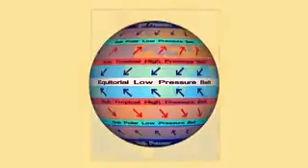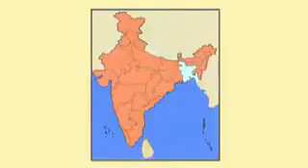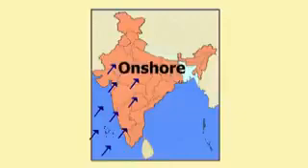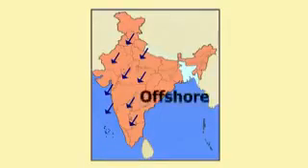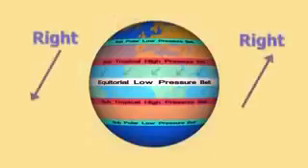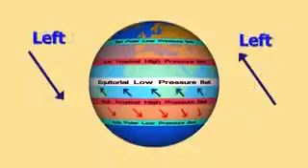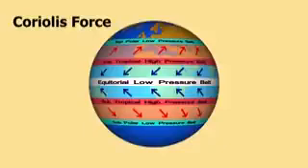And 2 different types of winds blow over India, that is southwest and northeast monsoon winds. The southwest monsoon winds blow from sea to land, that is they are onshore winds, and northeast winds blow from land to sea, that is they are called offshore winds. Why do these winds deflect? Actually, these winds deflect to the right in the northern hemisphere and they deflect to the left in the southern hemisphere. The reason behind that is Coriolis force.